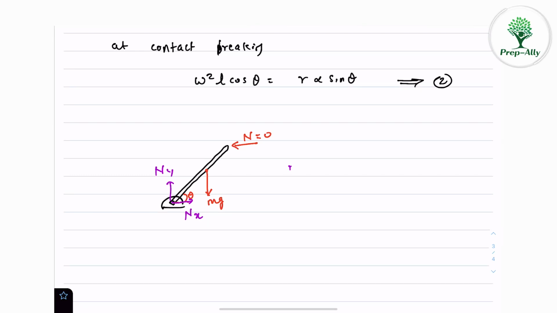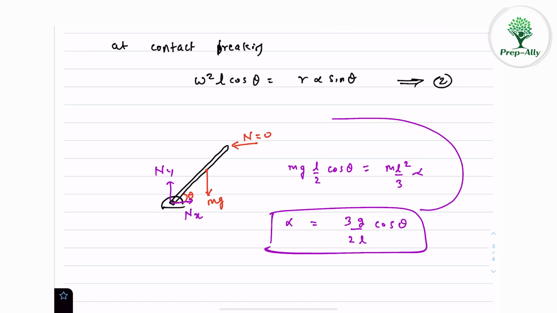So torque about the hinge will be mg L by 2 cos theta, and that will be equal to ml square by 3 into alpha. So what is the contact breaking alpha? The angular acceleration at the time of contact breaking, which means at the time when normal force becomes 0 and only mg is providing the torque, at that moment what is the alpha? Alpha is 3g by 2l cos theta. So this is the alpha at that precise moment when contact is broken.